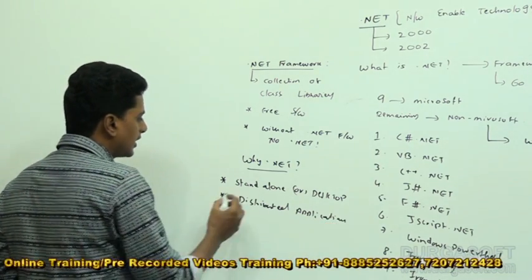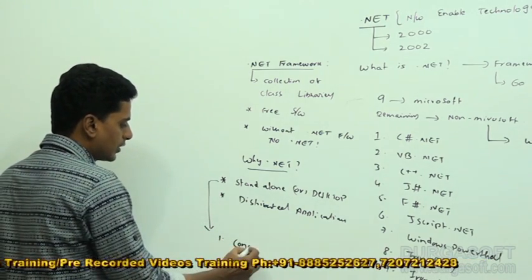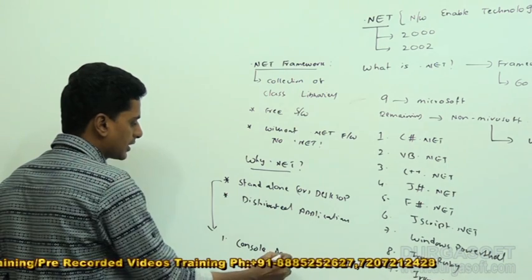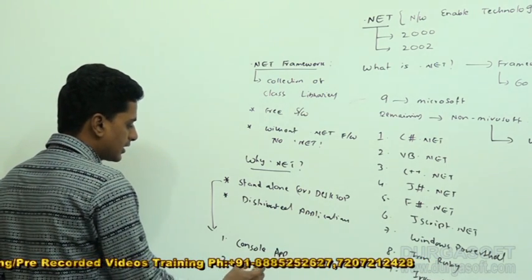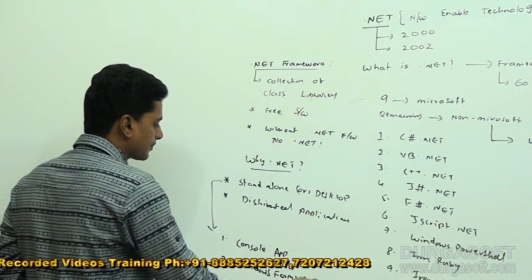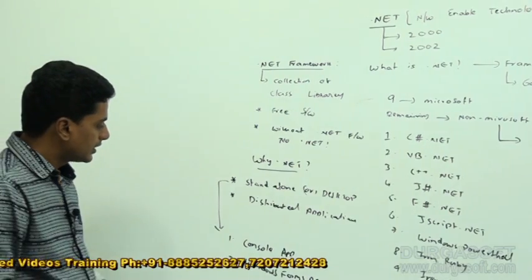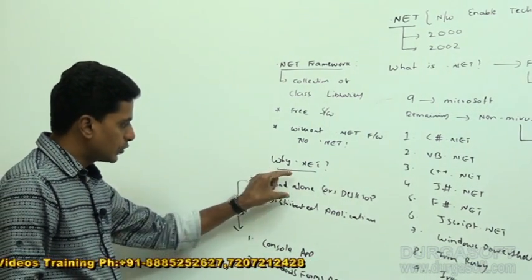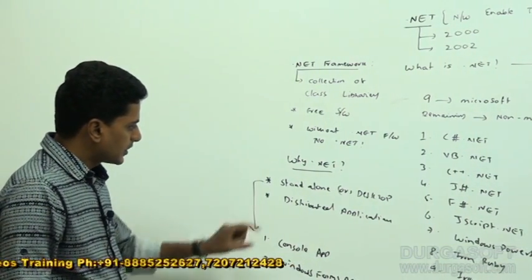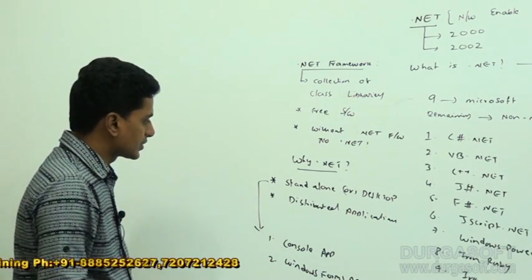Standalone or desktop applications mean there are mainly two kinds in .NET. One is the console application and the next one is the Windows Forms application. These two are standalone or desktop applications. What standalone and desktop applications are, we will discuss in later sessions.